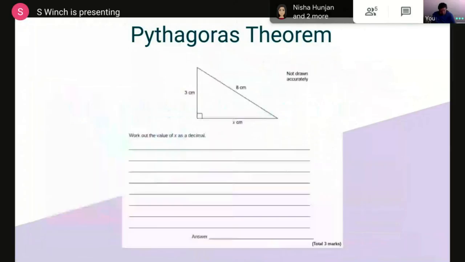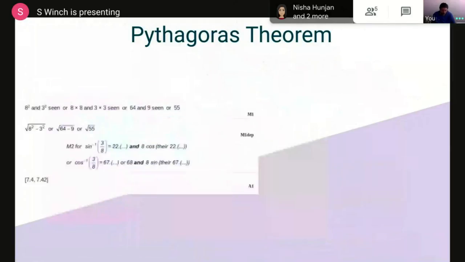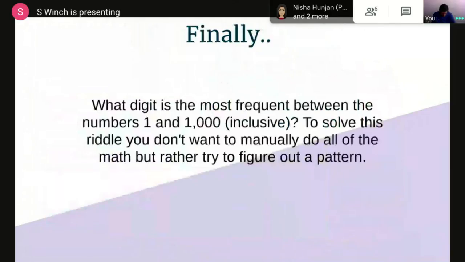As I know it's 11 o'clock, it's time for the final comment of the day. Here's the final teaser that I want to leave you with: what digit is the most frequent between the numbers 1 and 1,000? That's including the numbers potentially 1 and 1,000. What number is the most frequent? To solve this riddle, you don't want to do it manually. You might just want to find the pattern. So, what digit is the most frequent between numbers 1 and 1,000?